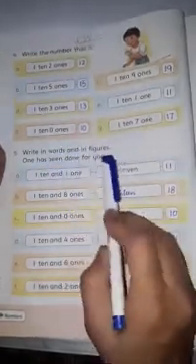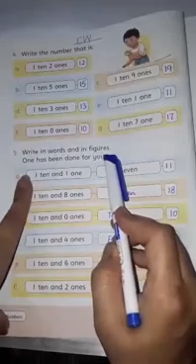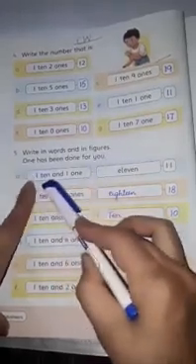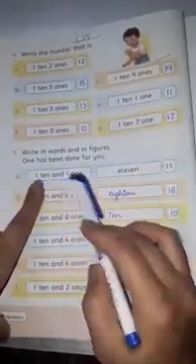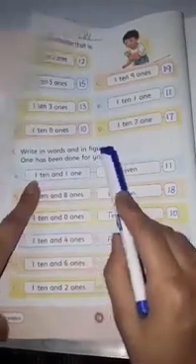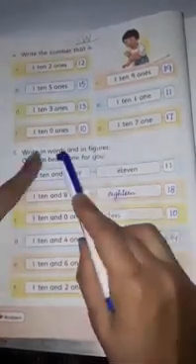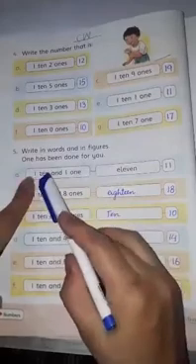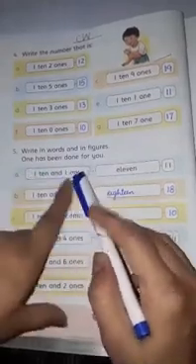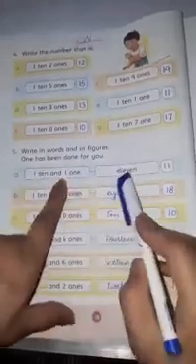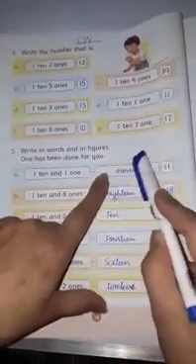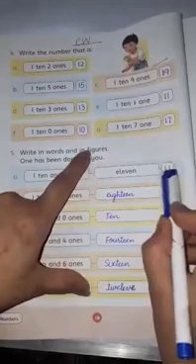Write in words and figures. One has been done for you. It means you have to write this question in numbers and in words. Figure means numbers and words mean in alphabets. So 1 ten and 1 one, it means 1, 1, 11. So you write 11 in words, in alphabets, and also write 11 in figures, means in numbers.